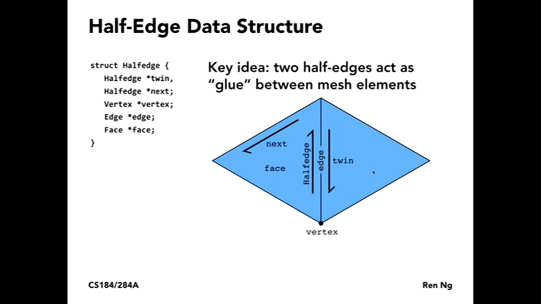So if I want to get this face, no problem. What I do is I go from this half-edge, I follow its pointer to its twin, and then that half-edge will have a pointer to the face. Does that make sense? Yeah, good question. So this is a way of how you traverse through.